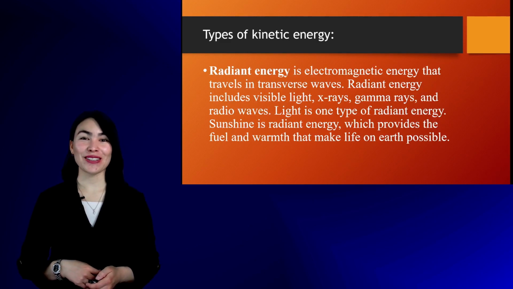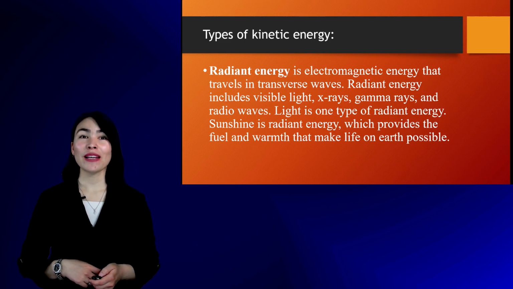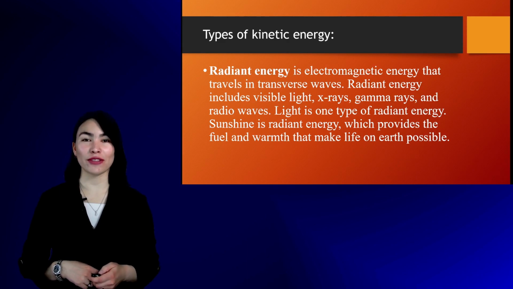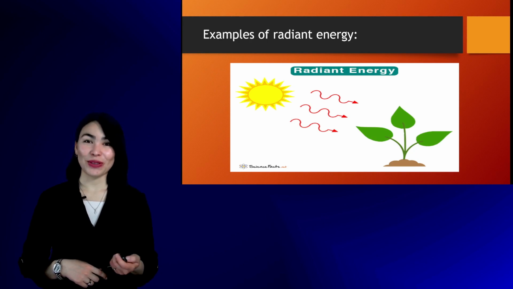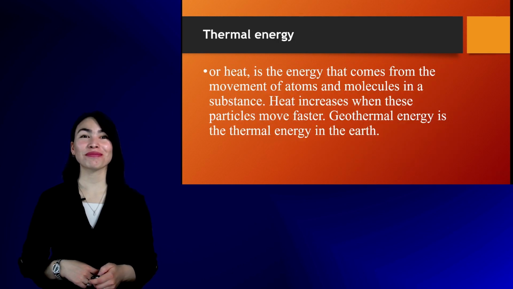Types of kinetic energy. The first type of kinetic energy is radiant energy. This is the electromagnetic energy that travels in transverse waves. Radiant energy includes visible light, X-rays, gamma rays, and radio waves. Light is one type of radiant energy. Sunshine is radiant energy, which provides the fuel and warmth that make life possible on Earth. So these are the examples of radiant energy.